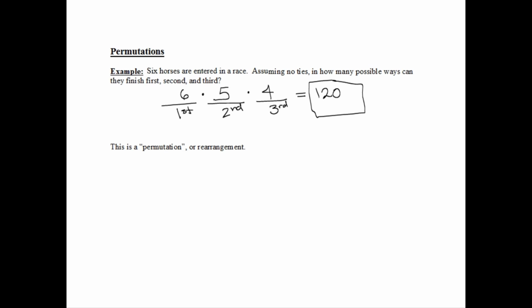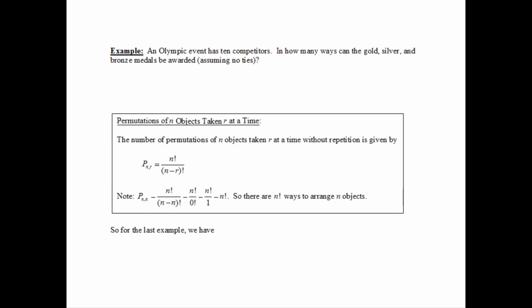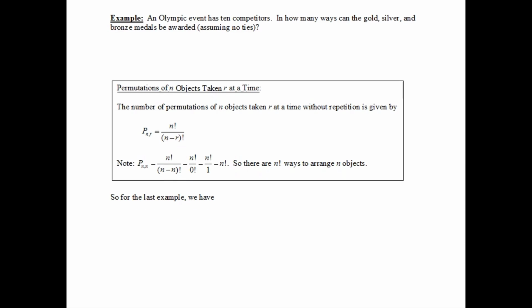Let's do another example. Let's suppose that we have an Olympic event with 10 competitors. How many ways can the gold, silver, and bronze medals be awarded? So again, we're going to have 3 slots: gold, silver, bronze.